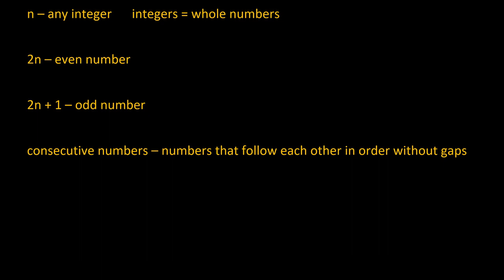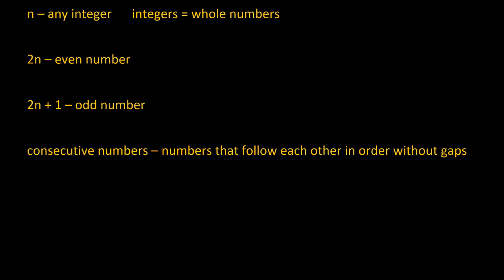So if n is an integer, then 2n would be an even number. Think about it. Definition of an even number, it divides by 2. And if an even number is 2n, then an odd number will be 2n plus 1. So an even number plus 1 will always give you an odd number. So this is how we algebraically show an even number and an odd number.